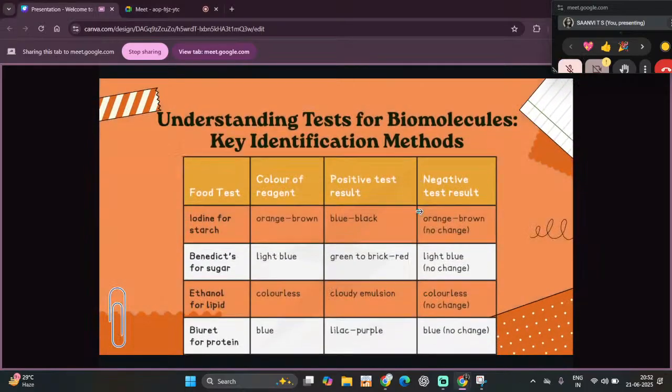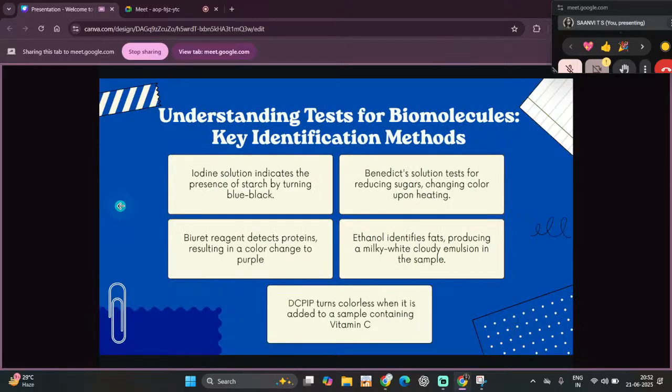To repeat the question, I'd like answers from you guys on what reducing sugars are and some examples of reducing sugars. So I'll give you a hint. Glucose is one of them.